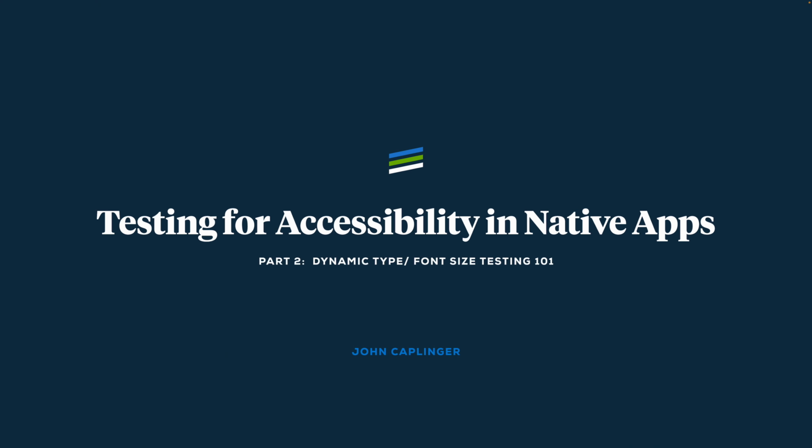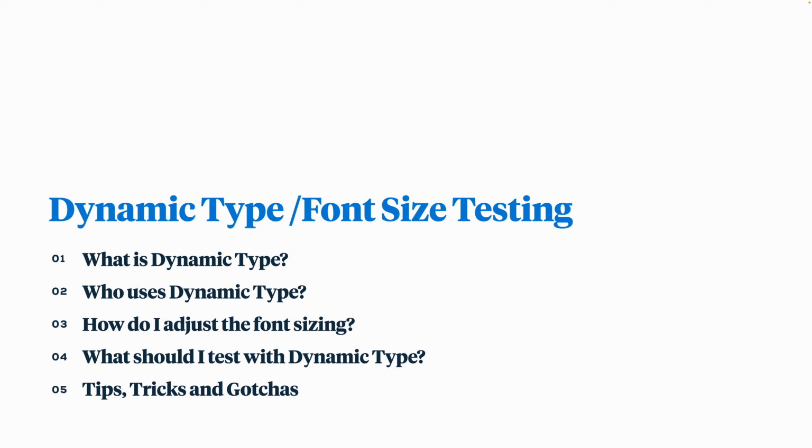Welcome to part 2 of my 5-part series on accessibility testing for native apps. Today we're going to be talking about dynamic type and font size testing. Be sure to check out part 1 of this 5-part series where I talk about what accessibility testing is and why it's important. So let's get into it.